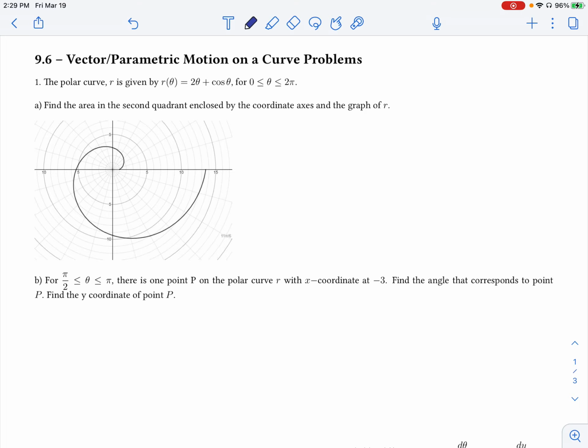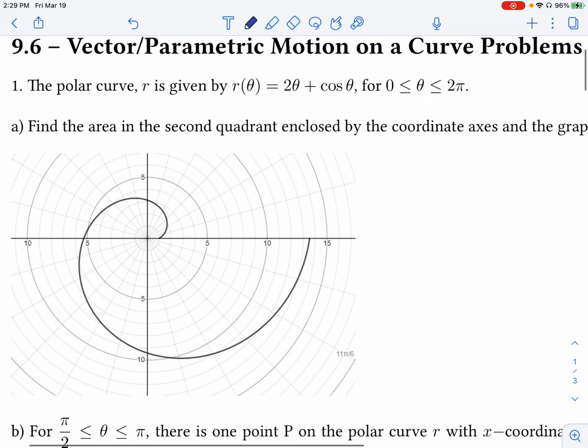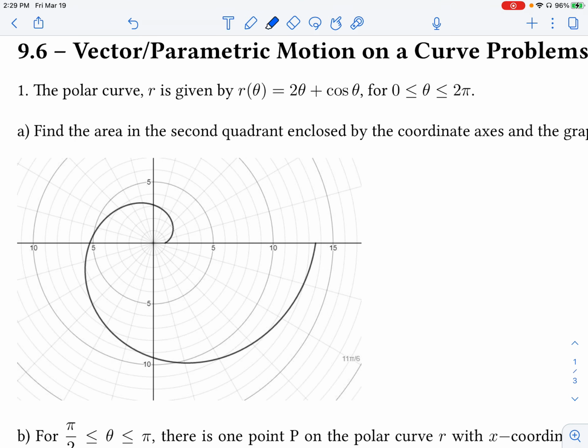What we're looking for in this problem is the area in the second quadrant that's enclosed by the coordinate axes and the graph. In other words, I'm talking about this region right over here. To find the area inside this curve, I'm going to need to know what the angle theta is here, and what the angle theta is at this point over there.